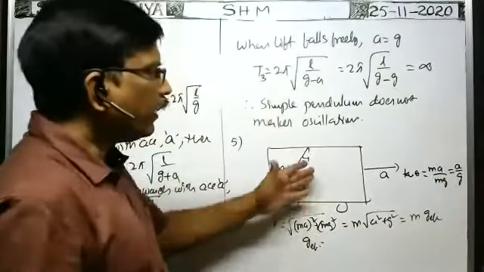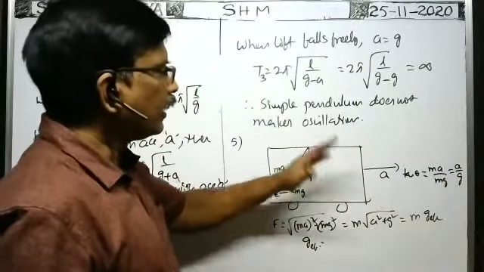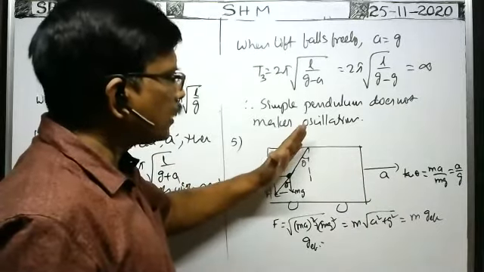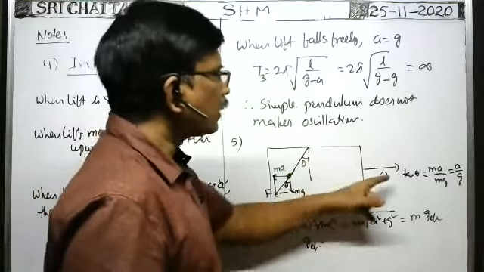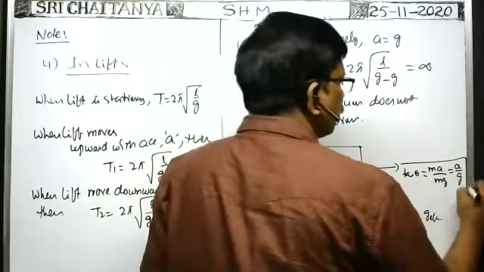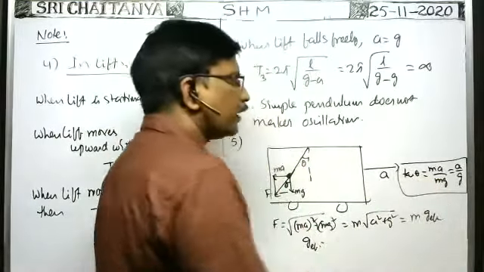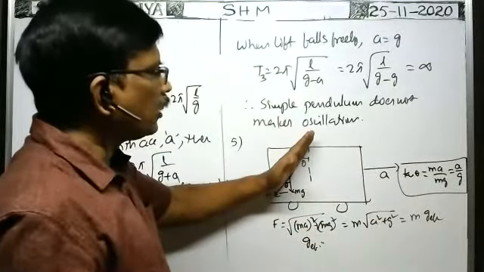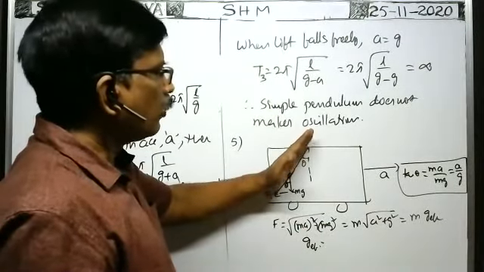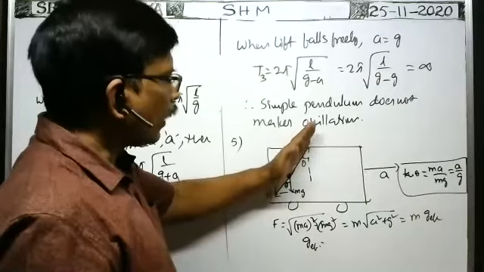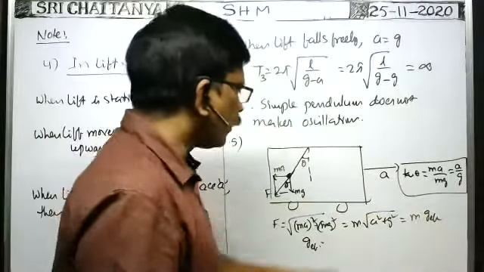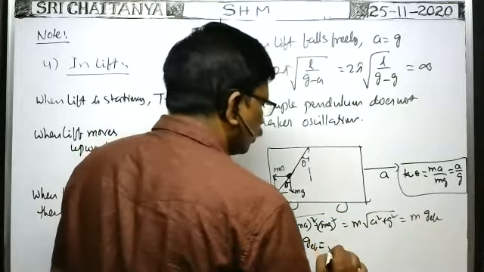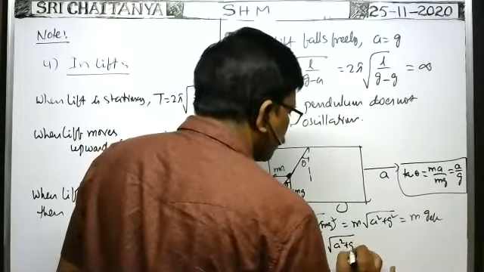That is equal to a by g. So whenever the vehicle is moving with an acceleration a, the simple pendulum comes to equilibrium at this position, making an angle theta with the vertical. By using this formula, we can calculate that angle. At this position the pendulum is in equilibrium, and the net force acting in this direction gives the effective acceleration due to gravity, which is root of a square plus g square.